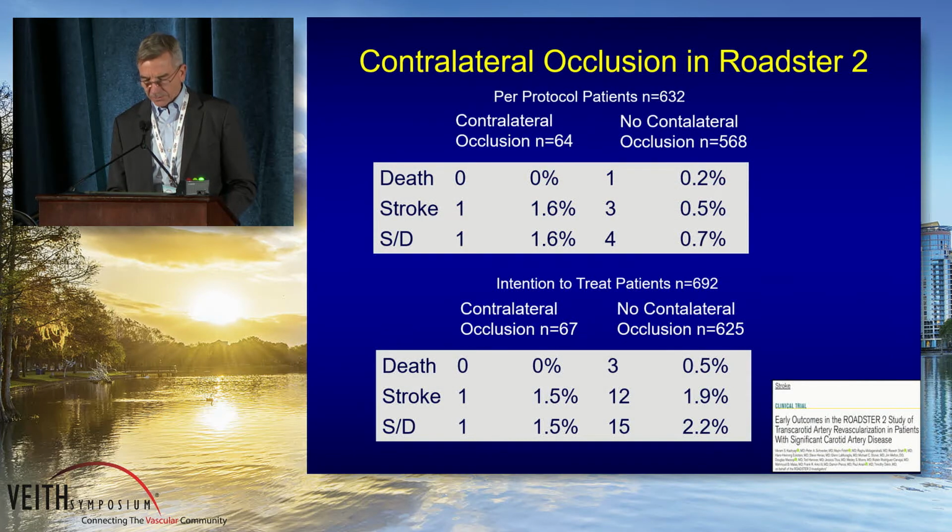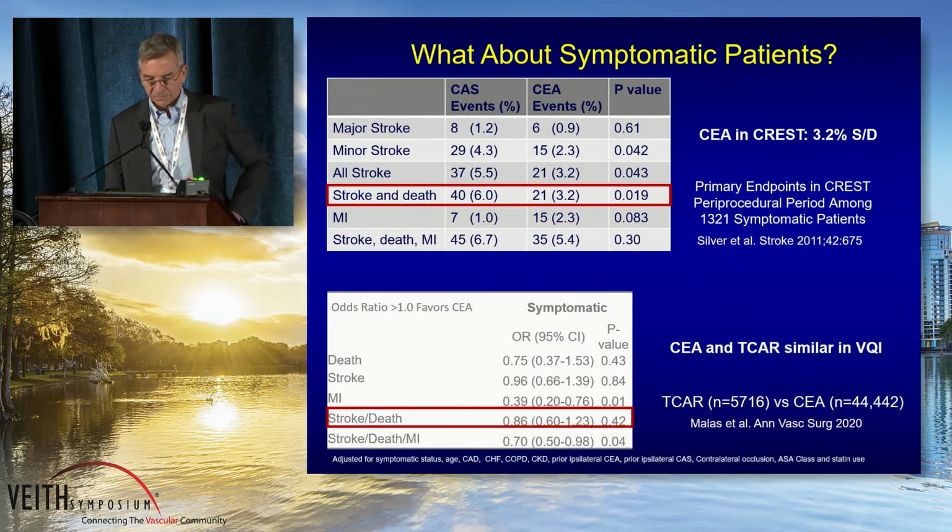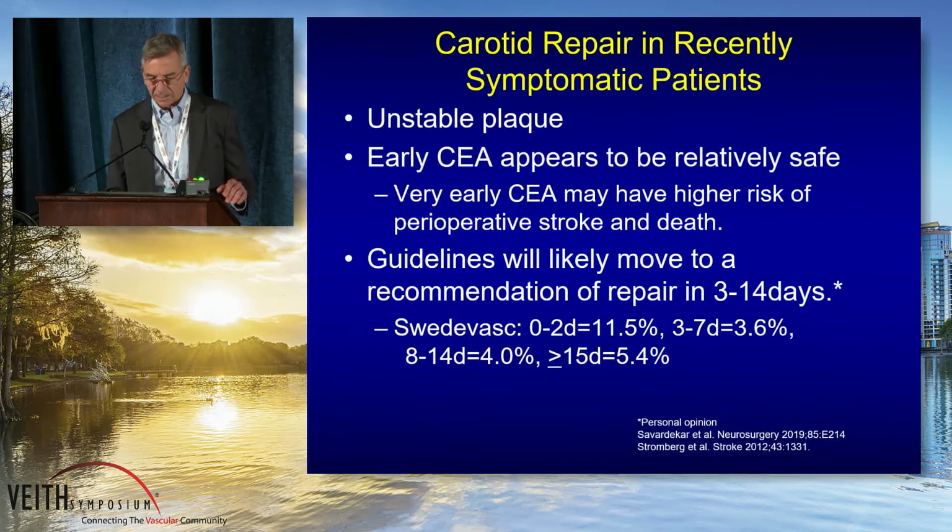And then in the ROADSTER 2 trial, again, approximately 10% of the patients had contralateral common carotid artery occlusion. And in that group, depending on how you look at it, the intention to treat or the per protocol, there really was no difference between the two groups. So what about symptomatic patients? Well, we know from CREST that the rate of stroke and death after CEA was 3.2%. We also know that in symptomatic patients in the VQI, the results of stroke and death between CEA and TCAR appear to be very similar.